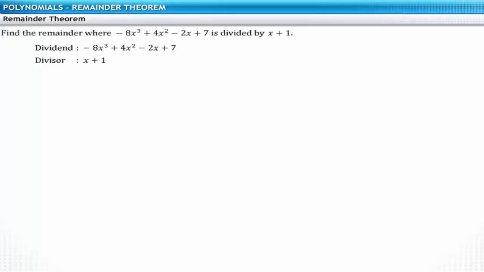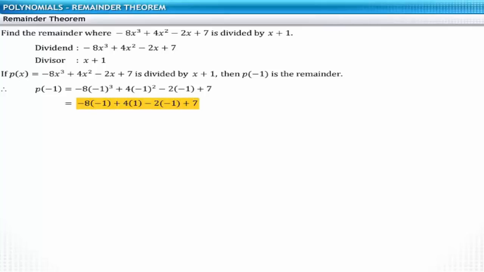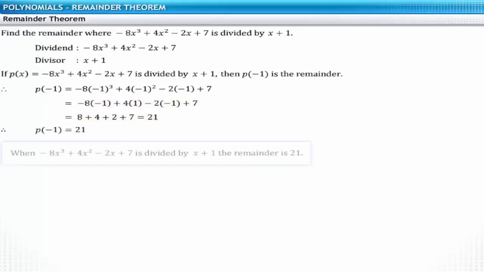According to the guidelines provided, if P of x is a polynomial in x and P of x is divided by x plus a, then the remainder is P of minus a. Therefore, in this problem, the remainder is P of minus 1. If you replace x with minus 1 in the polynomial P of x, you get the remainder is equal to 21.